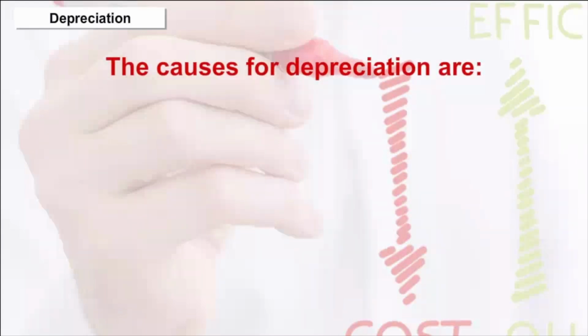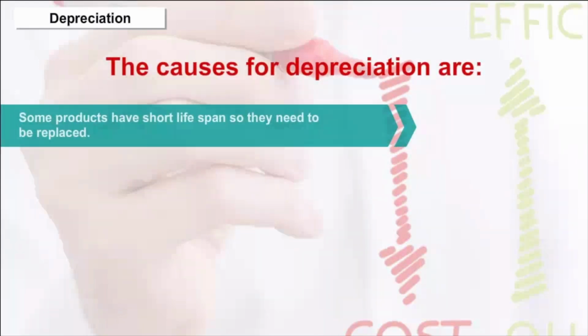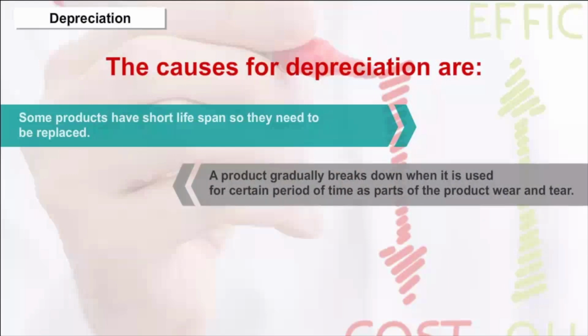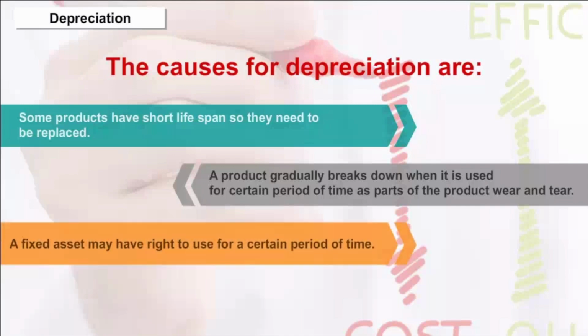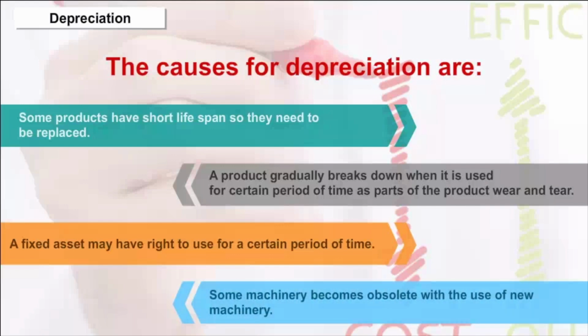The causes for depreciation are: some products have short lifespans, so they need to be replaced. A product gradually breaks down when it is used for a certain period of time, as parts of the product wear and tear. A fixed asset may have a right to use for a certain period of time. Some machinery becomes obsolete with the use of new machinery.